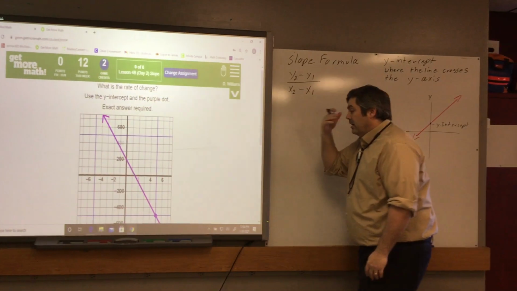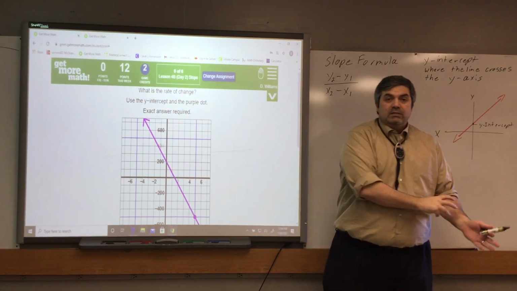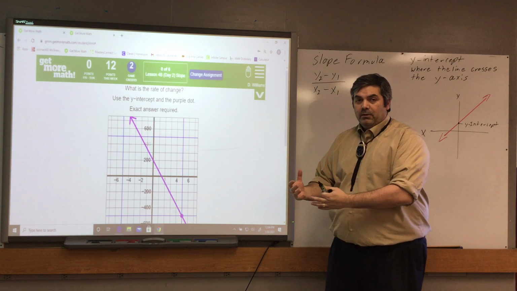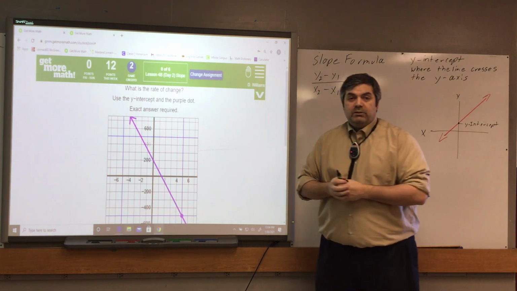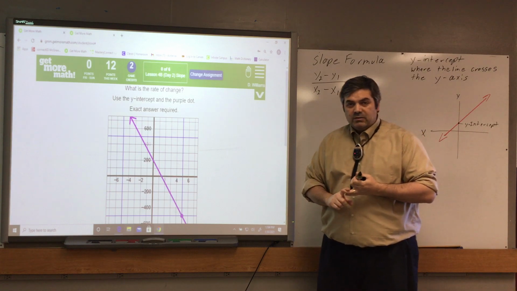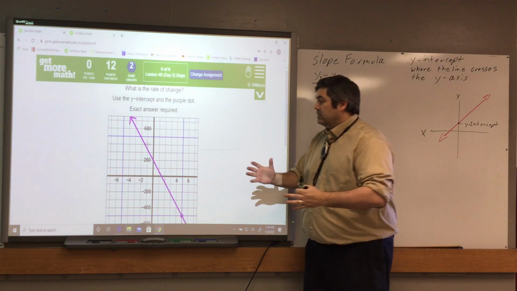As far as doing the work today, it's really just like what we did yesterday. We're going to find 2 points, plug them into our slope formula, and determine what the slope is. Remember, you can have a positive slope, you can have a negative slope, you can have a slope with a fraction. It's fine. All those things are fine.